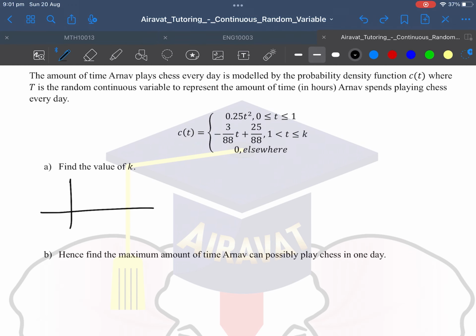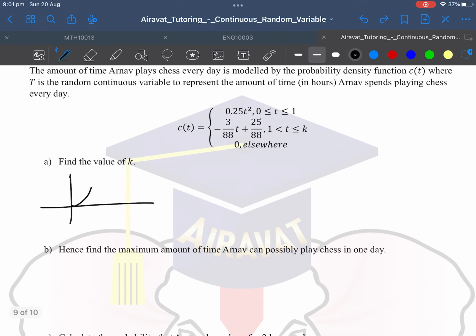Okay, take that. Alright, so 0.25 t squared is just approximately going to look like this, and this is just a linear line, so it's just going to look like that. So that's that. Now, what are our coordinates? So this coordinate over here is going to be 1, 0.25, and that's pretty much all we know. So this is going to be 1.